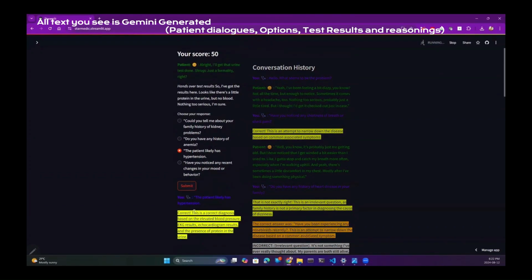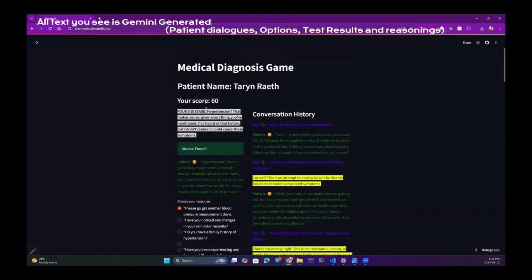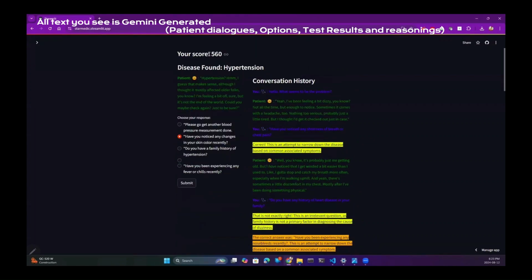Looks like we've decided to go with, hey, maybe the patient has hypertension. And yep, we're correct. And once we're correct, it says you found a disease, hypertension. That's correct. Makes sense. And you've been prompted by the app, disease found. You can also see that our score has popped up by 500 points for guessing the correct disease.